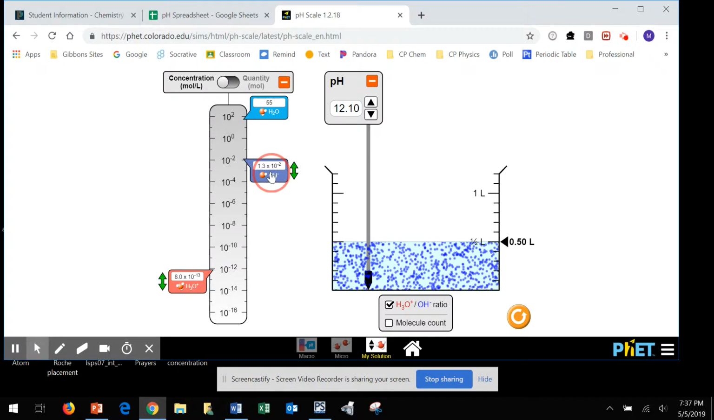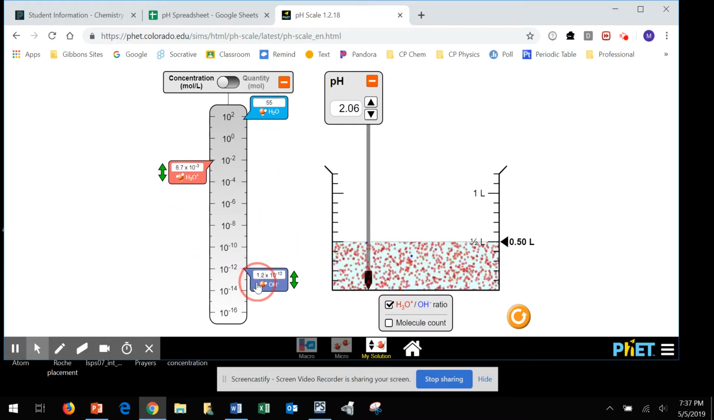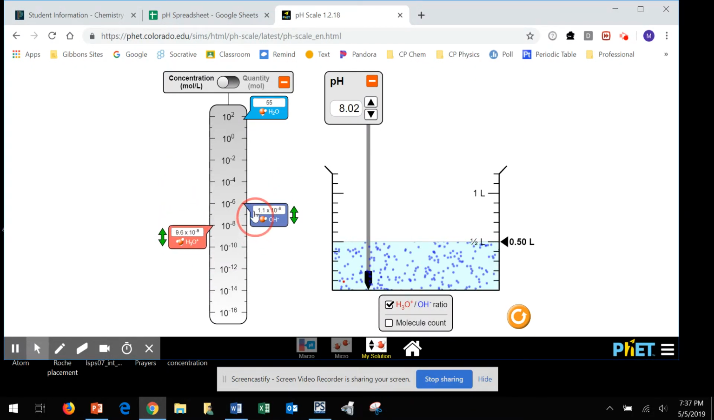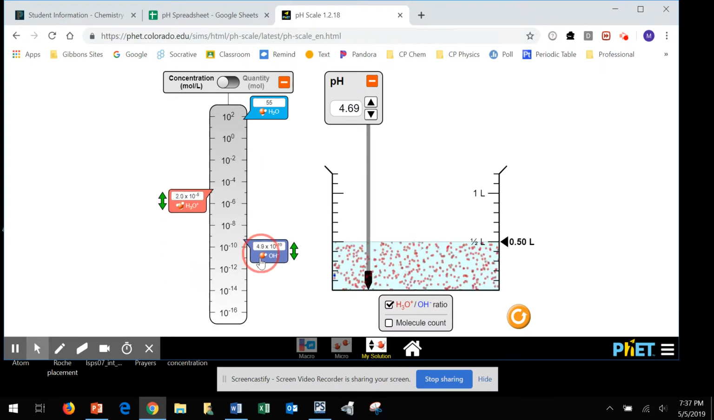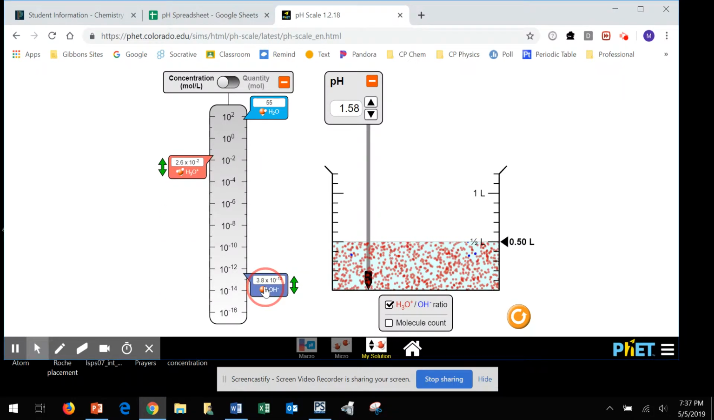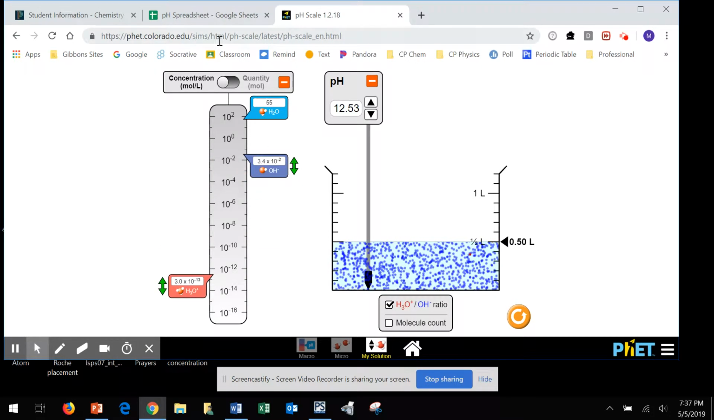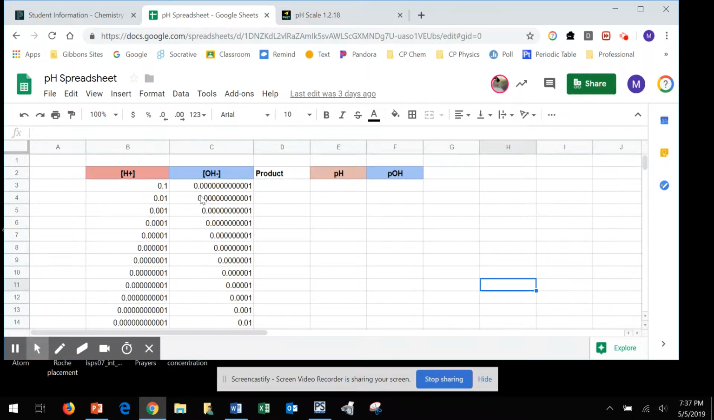So here's a very basic solution. And here's a very acidic solution. And the reason that happens is because the two of them have to equal 1 times 10 to the minus 14. So let's prove that here. So what I've done is put some concentrations here of some different acids and bases.